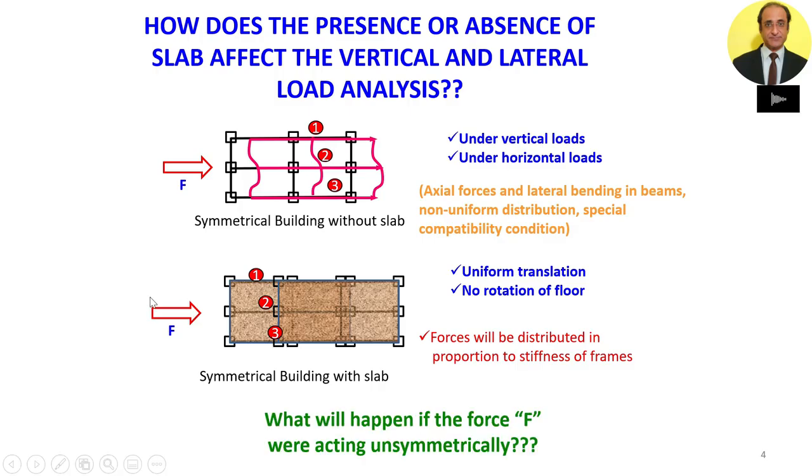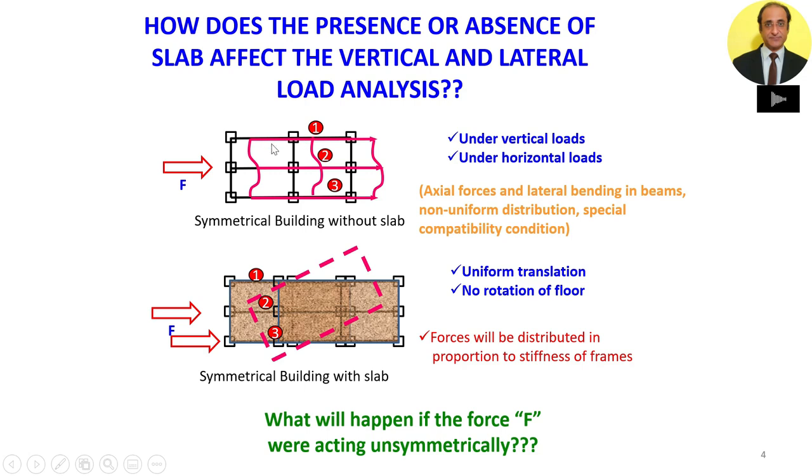What will happen in case this force were acting at the corner? Now in this particular case, the presence of the slab will lead to a compatibility condition that the deformation of the structure would be like this. What we can observe is that it has undergone a torsion in the horizontal plane. So this compatibility condition is brought about by the slab. That's why it's very important to include the effect of the floor slab if it's present in the analysis. Otherwise, we may get misleading results. We may find that the beams are undergoing lateral bending, and we may also find axial forces in the beams.